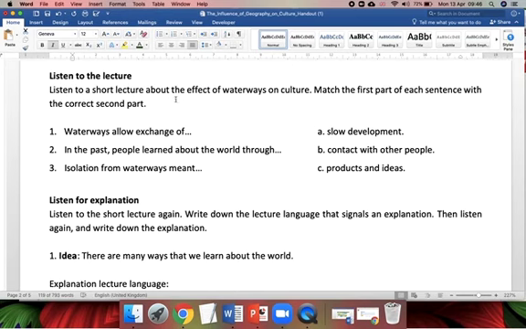Good. Now let's check all together. So water walls allow exchange of what? Products and ideas. In the past, people learned about the world through contact with other people. Isolation from waterways meant slow development. I hope you've done the same.